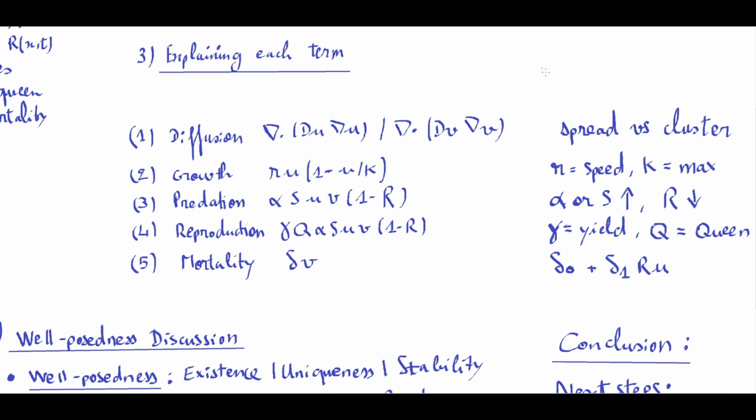Concerning the related growth term r u (1 minus u divided by K), it is limited by the carrying capacity K. The larger r is, the faster the growth will be, and the smaller K is, the smaller the quantity will be. We'll have an earlier plateau. So r equals speed and K is the capacity.